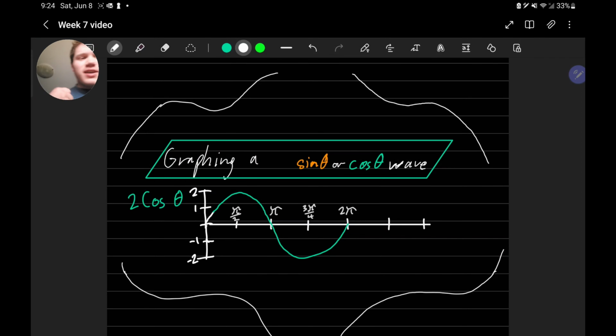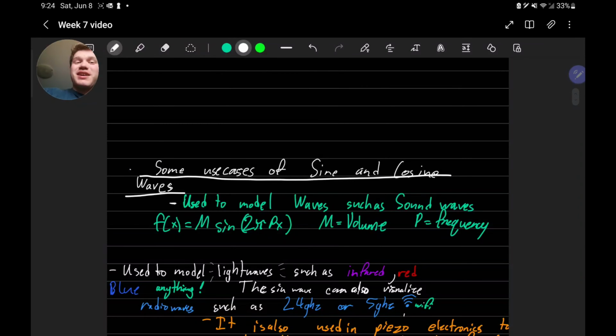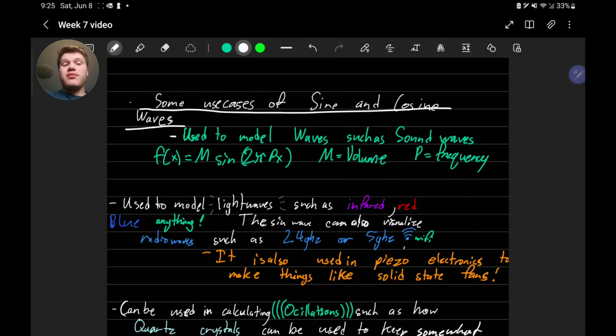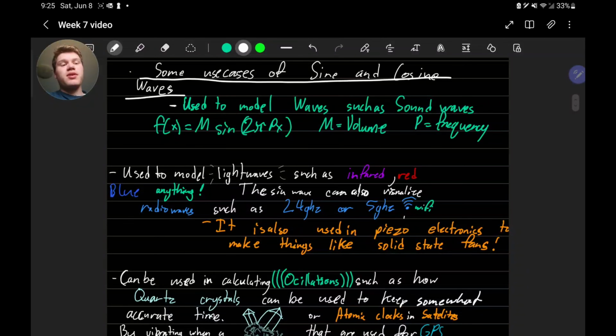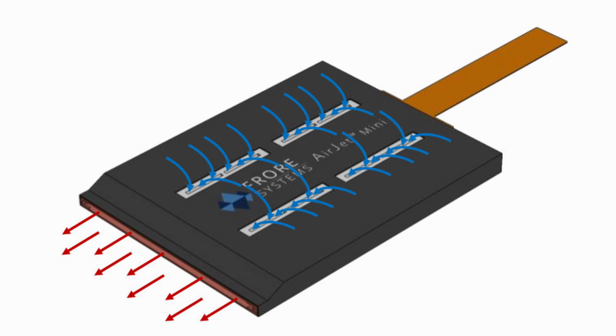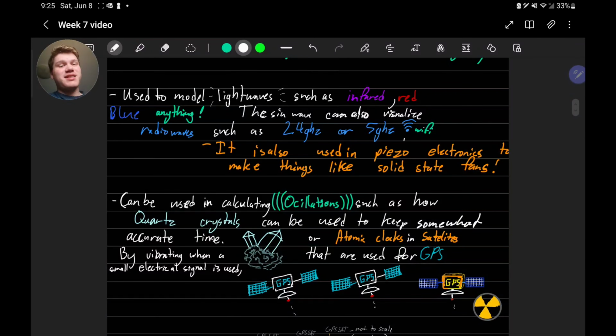Today we're going to be graphing a sine or cosine wave. Some use cases of sine and cosine waves is that it's used to model light waves such as infrared, red, blue, anything you want. A sine wave can also visualize radio waves such as 2.4 GHz or 5 GHz. It's also used in piezoelectronics to make things like solid-state fans. There's a video on YouTube if you've ever seen that before.